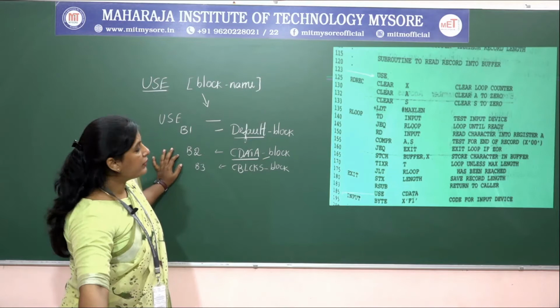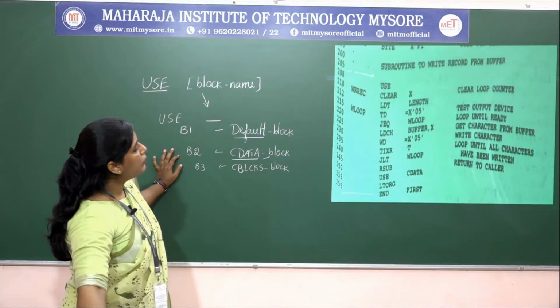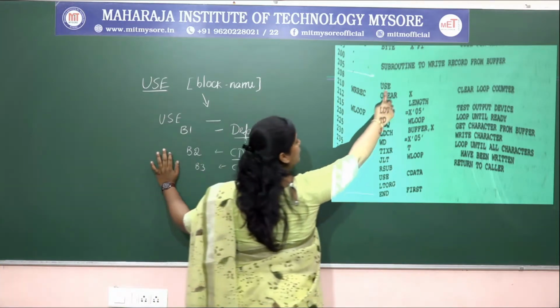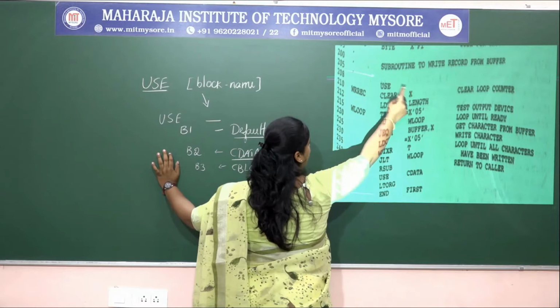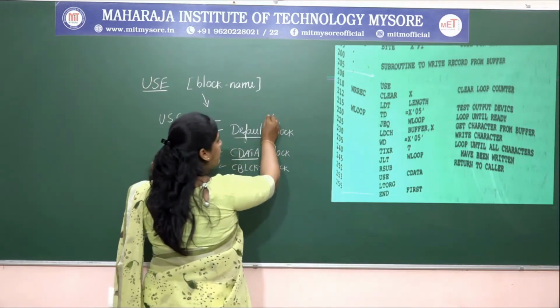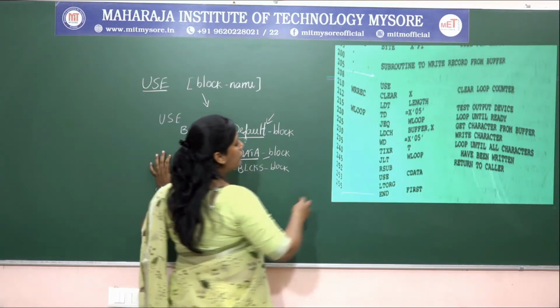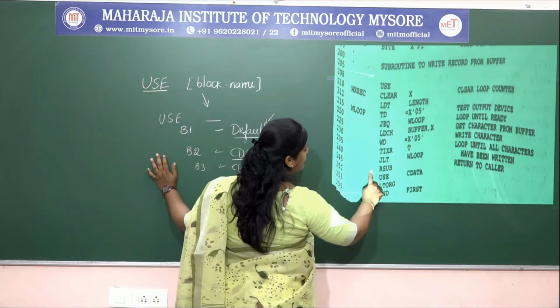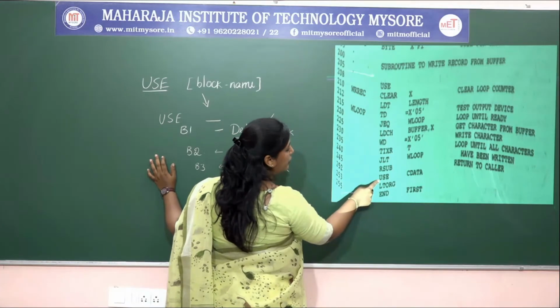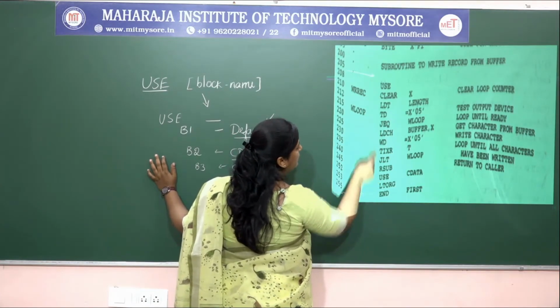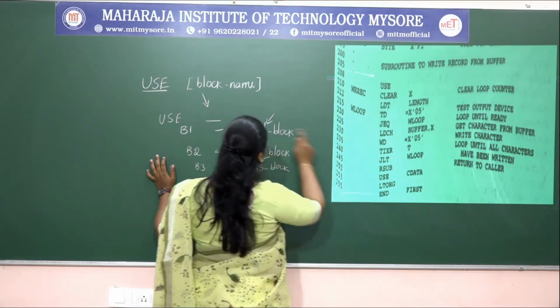So next, at line number 208, again it encounters another USE assembler directive which doesn't have any block name. Again it will come to the default block only. So it is going to copy all the instructions until it encounters another USE assembler directive. That means it is going to copy all those instructions into the default block.